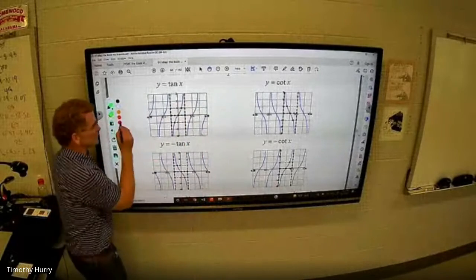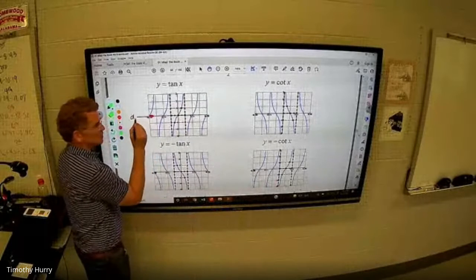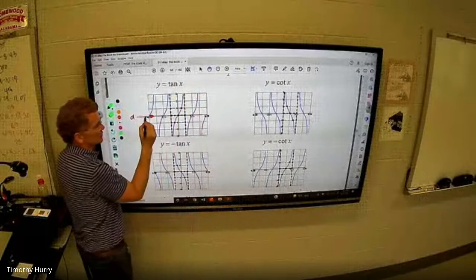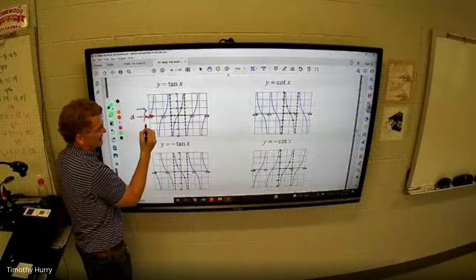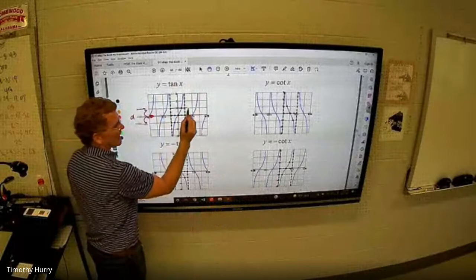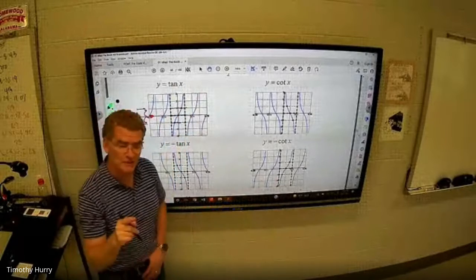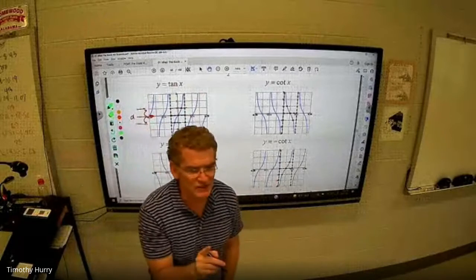You're going to still use your D to mark that middle line for tangent and cotangent. You're still going to go up A and down A and mark that line, right? You're going to find, actually, period is different also. Let me talk to you about period.